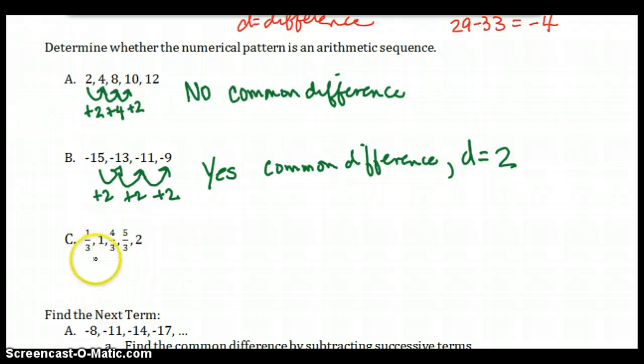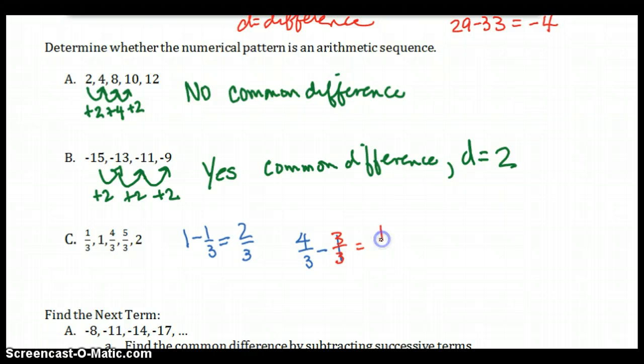Now we have some fractions. So let's practice our fractions. 1 minus 1/3 is going to equal 2/3. And then 4/3 minus 1. Make that into, let's change that to 3/3. So that's going to be 1/3. Wait a minute. 2/3, 1/3. So we'll say no. No common difference.